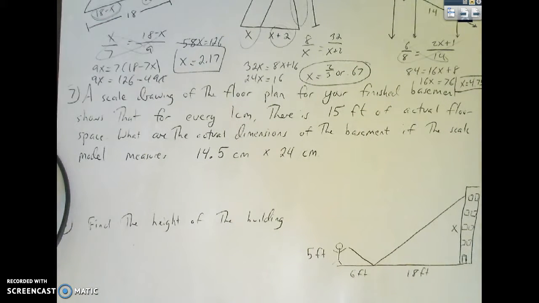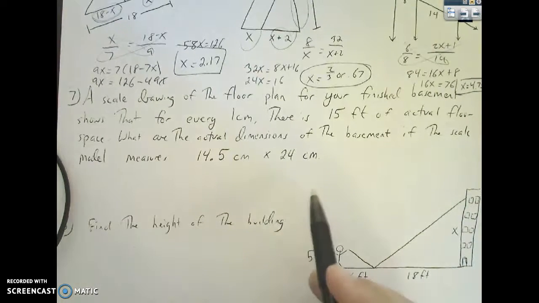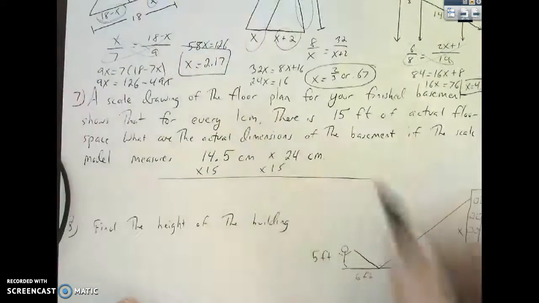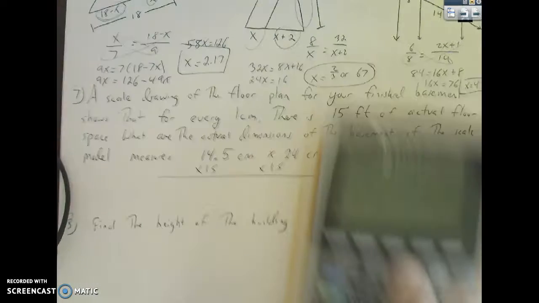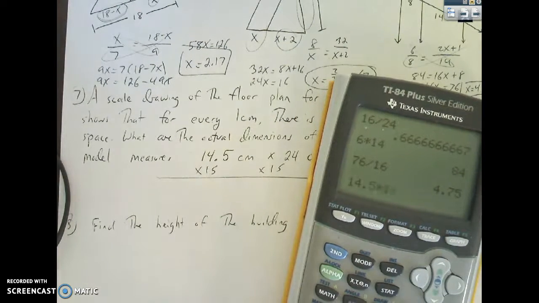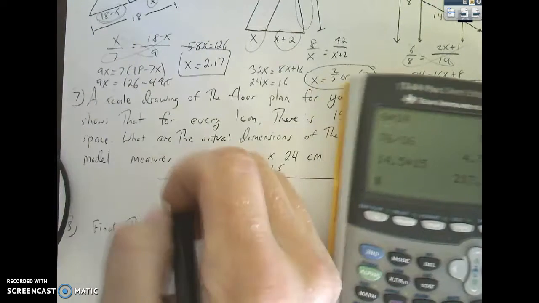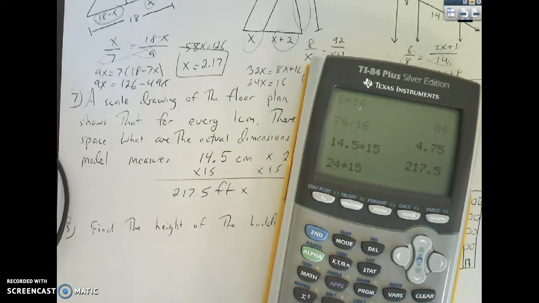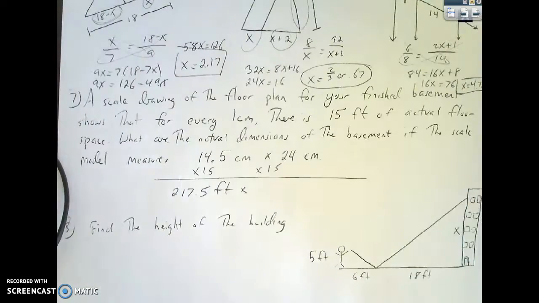A scale drawing of the floor plan for your finished basement shows that for every 1 centimeter there is 15 feet of actual floor space. What are the dimensions of the basement if the scale model measures 14.5 centimeters by 24 centimeters? You're multiplying both of these by 15. That's your scale factor. Okay? So 14.5 times 15, 217.5 feet, by 24 times 15, 360 feet. That's all we're looking to do there. Okay.